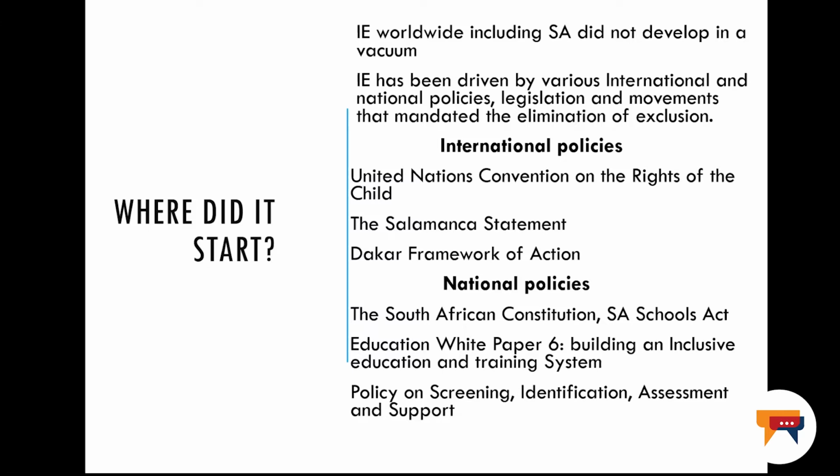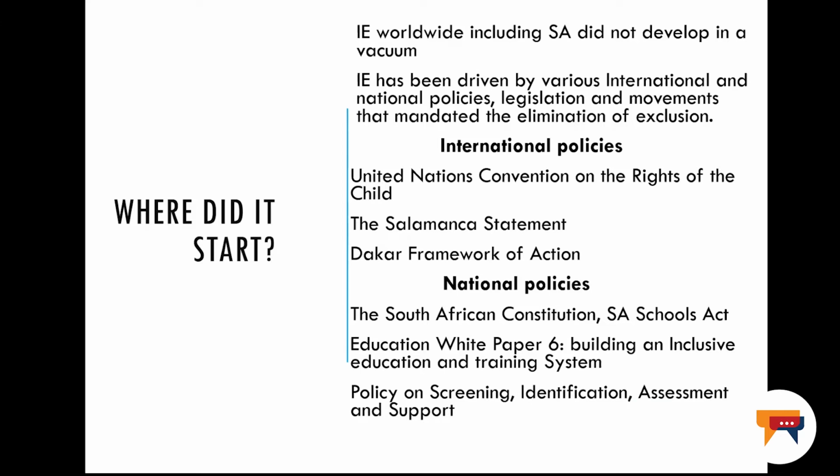So as I've indicated, there are many international policies, but here I've listed only 3. The first one that I've listed, you can see, is the United Nations Convention on the Rights of the Child. Number 2, the Salamanca Statement. And the last one, the Dakar Framework of Action. So these are some of the international policies that mandate inclusion of all learners. Not only inclusion, they say all learners must be provided with opportunities to access quality education.